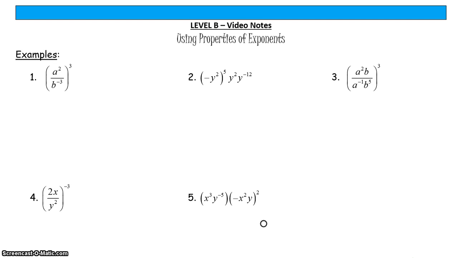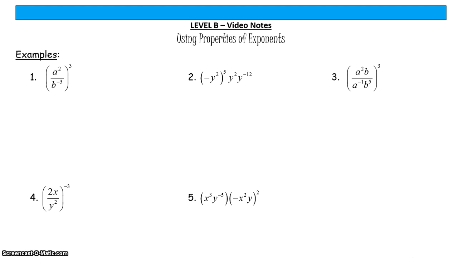Pagan, and in today's lesson we are going to continue with the properties of exponents, taking it to the next level, level B. These are a little bit more challenging problems. Now we will be using the 7 properties of exponents that we learned in the level A using properties of exponents video and applying them in these 5 problems. Alright, let's go ahead and get started.